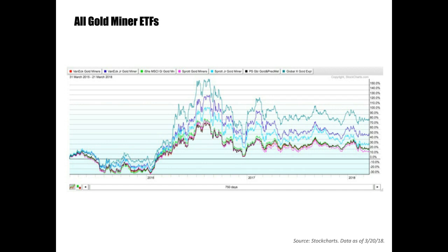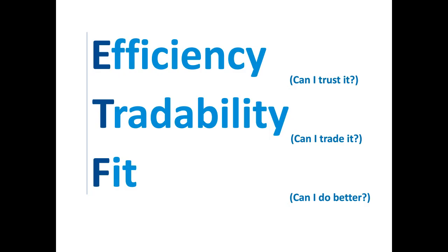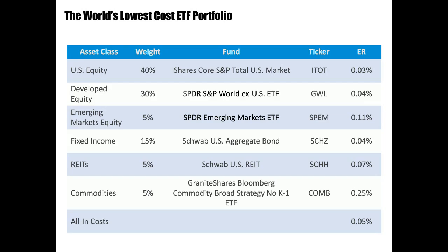So again, 3 easy ways to think about it: efficiency, tradability, and fit. Can I trust it? Can I trade it? Can I do better? I'll close with one concluding thought before I turn it over to John for some questions. I like to put up this slide. This is an example of what ETFs can do. This is what I call the world's lowest cost ETF portfolio. It holds the cheapest ETF in each of 6 asset classes: U.S.